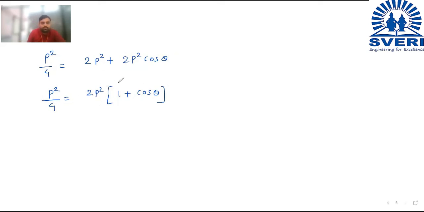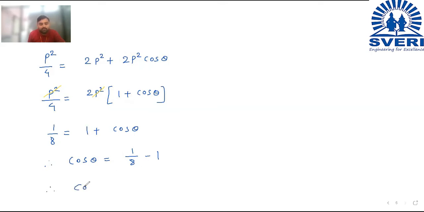So this P square and P square will get cancelled. Then these two, which is on the numerator side, if I shift to that side, it will go to the denominator. So if I write the term again, it will be 1 by 8, which is equal to 1 plus cos theta. Therefore, cos theta is equal to 1 by 8 minus 1. If I shift that 1 to that side, it will become minus 1.